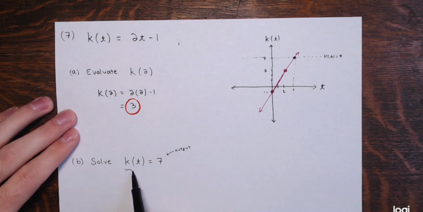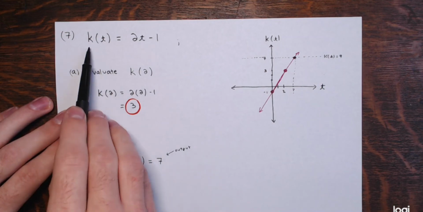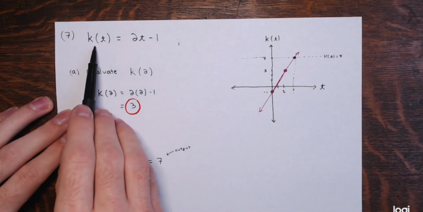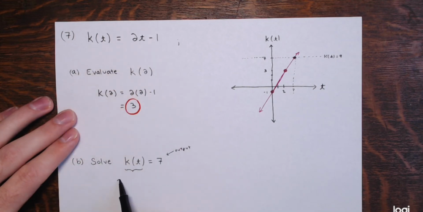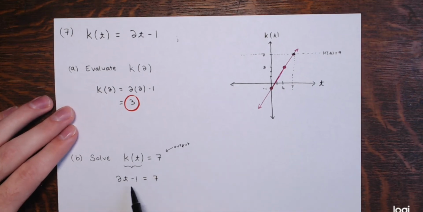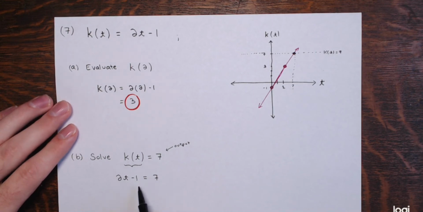Well, k of t is the output, and that's equivalent to 2t minus 1. So the left side of the equation is 2t minus 1, and the right side of the equation is still 7. And then I solve this. I would add 1, divide by 2, t equals 4. And then check it. Don't forget to check your solutions. 2 times 4 is 8, minus 1 is 7, that works.